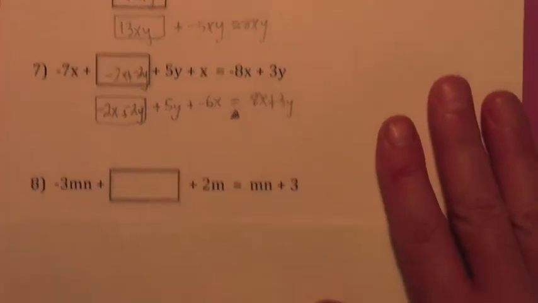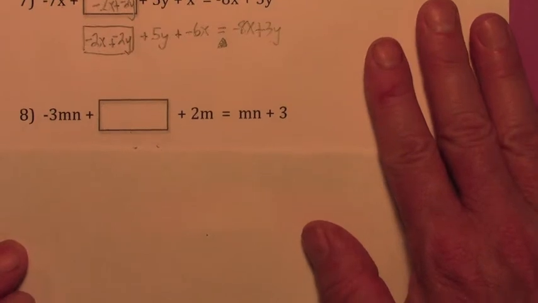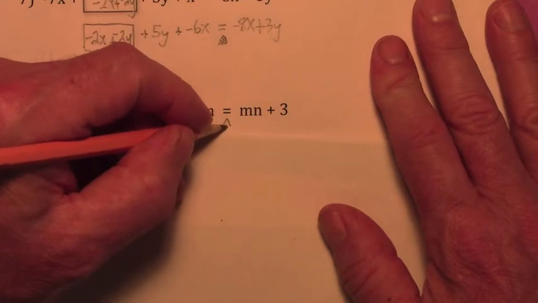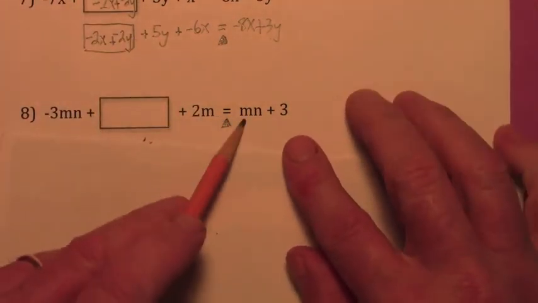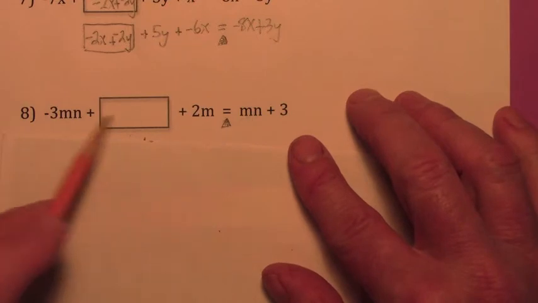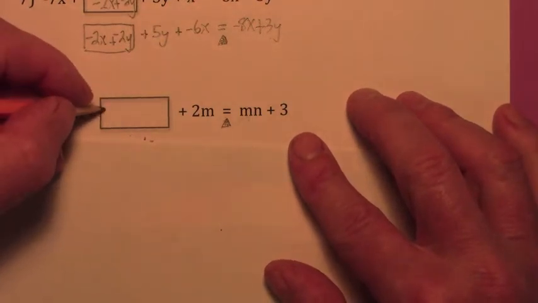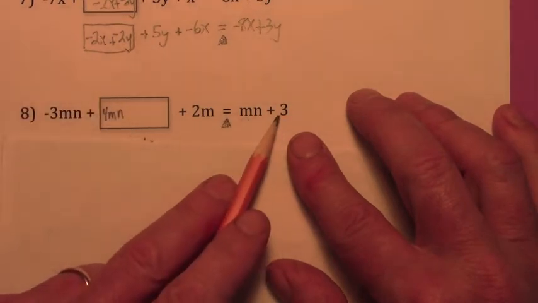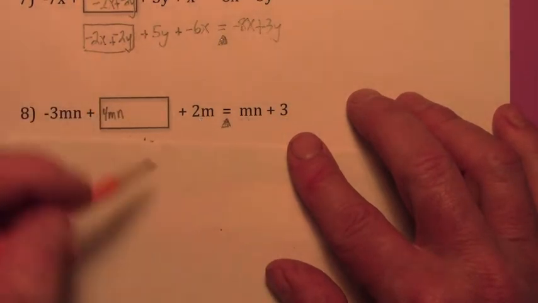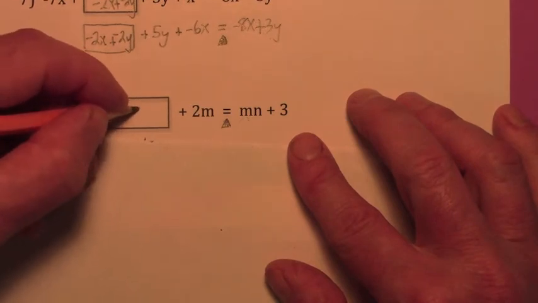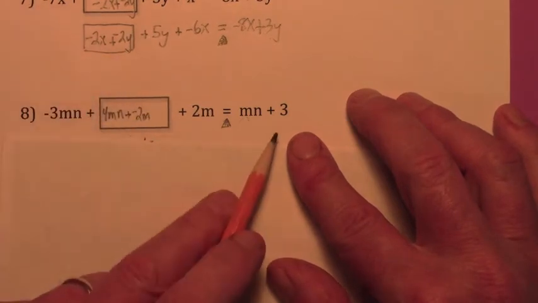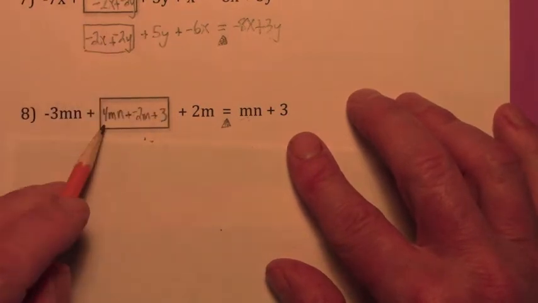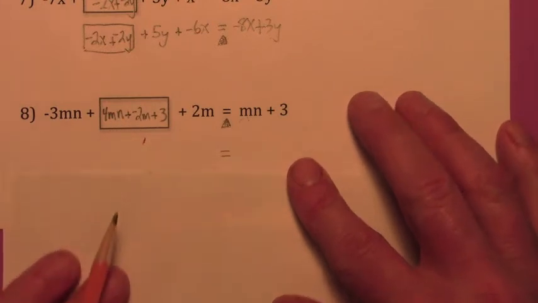All right, last one. Remember, you're trying to make this true. Okay, so I don't see any like terms anywhere, but let's just do one at a time. I want to have a net of 1 mn. I've got negative 3 mn, so that means I have to put, what, 4 mn in here, right? I don't see any m's in here. I see 2 here, so I have to get rid of them. So I'm going to add negative 2m. And finally, I see a 3 here, so I'm going to have a 3 on this side. So that's your answer. It's going to be 4mn plus negative 2m plus 3.